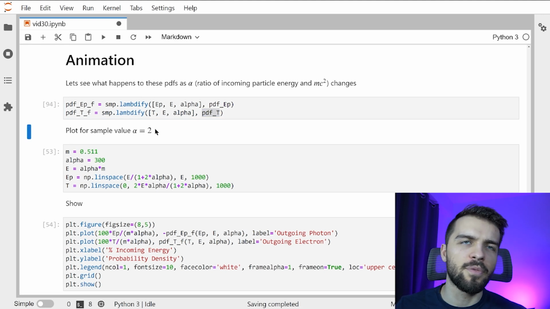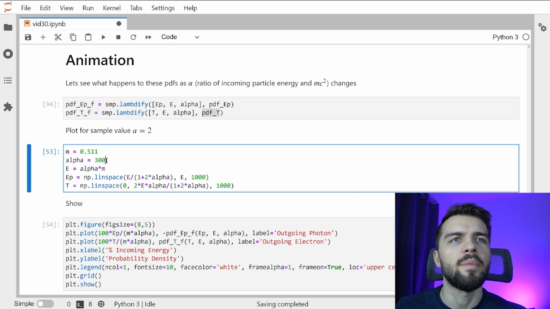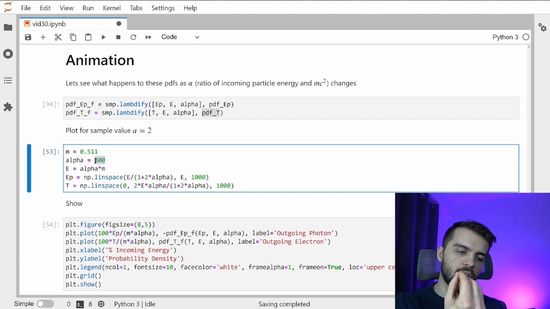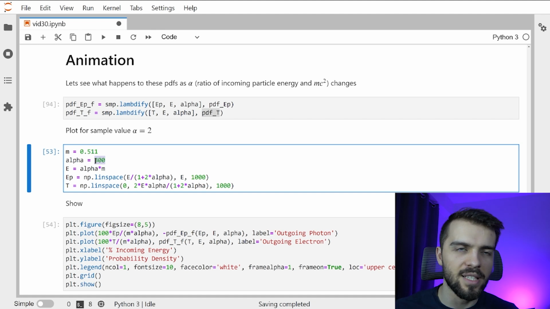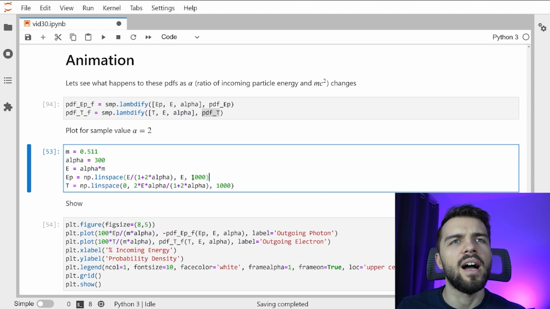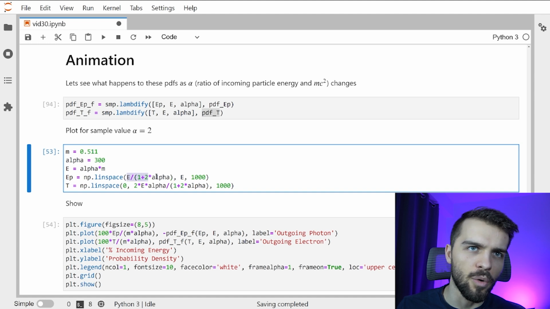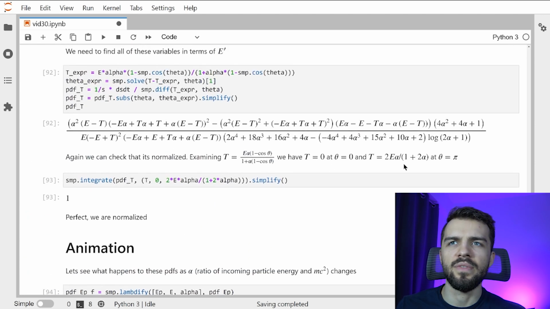And let's plot a sample for alpha equals 300. So the mass of the electron is 511 kilo electron volts, so I set that equal to 0.511 mega electron volts. I'm going to set alpha as 300, meaning that the incoming photon is 300 times more energetic than the rest mass of the electron. The incoming energy is alpha times m, because by definition, E over m equals alpha. So I just use this to find E. I set my bounds for E prime and my bounds for T, right? This is the lower bound for E and the upper bound for E. Same thing for T. That's just from looking at these boundary conditions here.